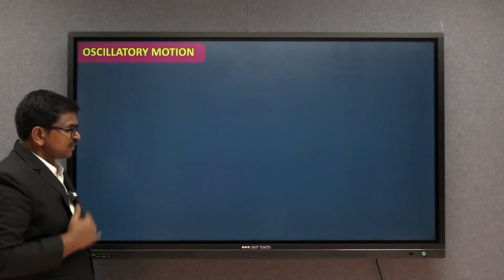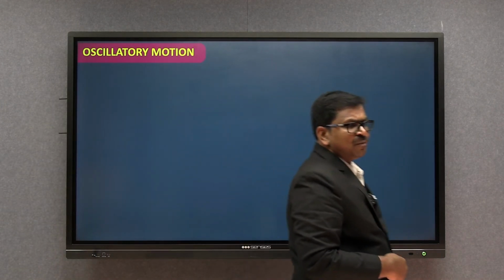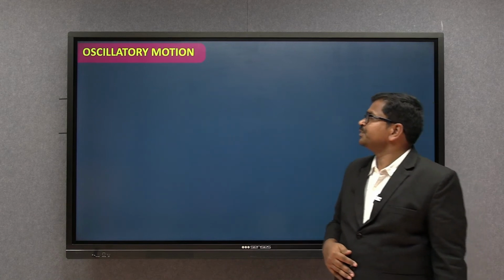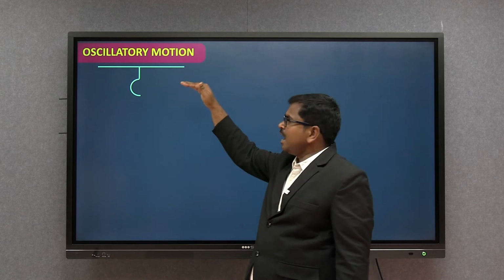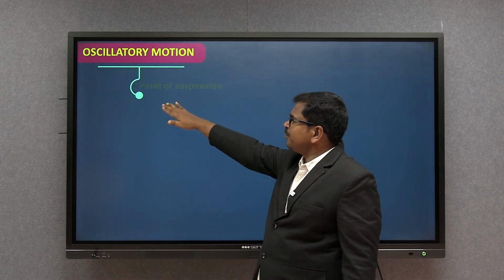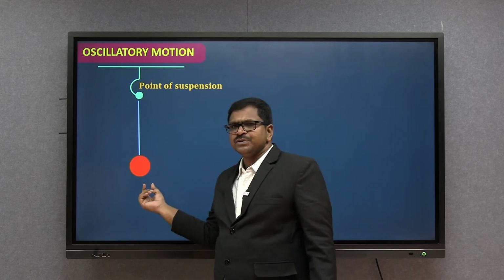Yes. Now, the next very important phenomenon is the study of the to and fro motion of an object. So let us consider here a ceiling and then a hook, and it is called the point of suspension. And from here let us suspend one which we call a bob.